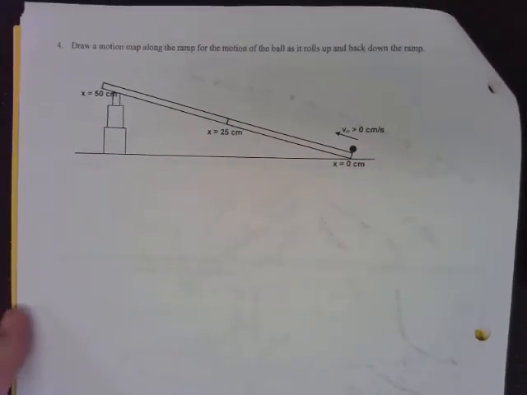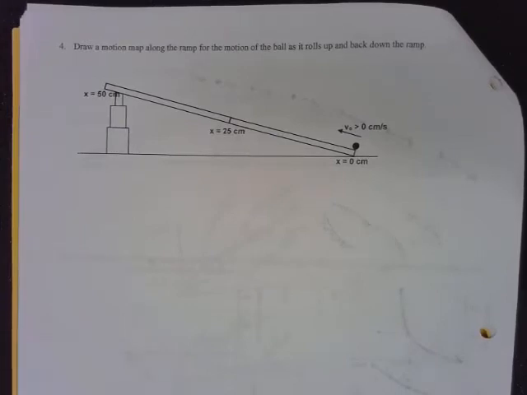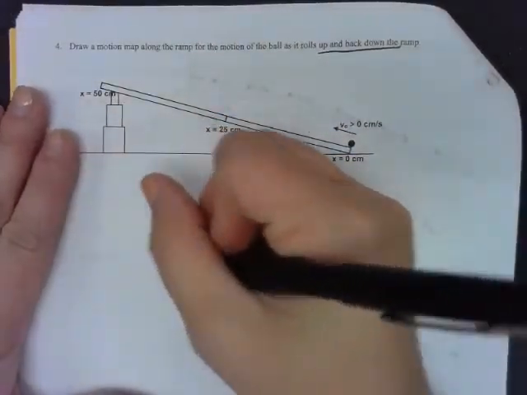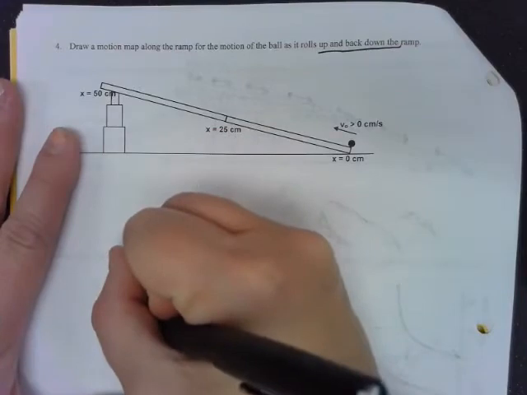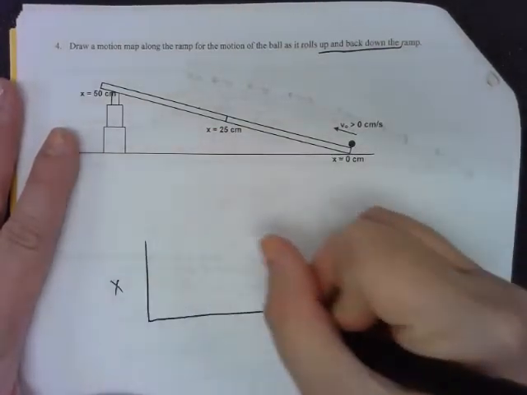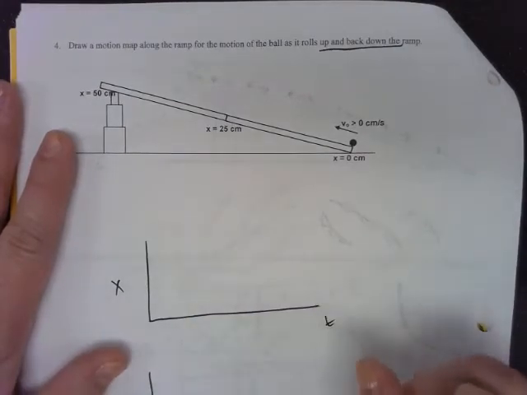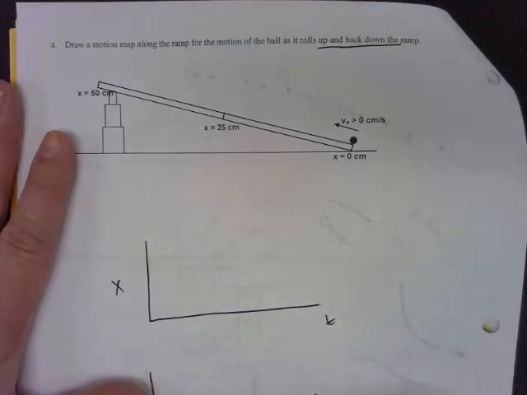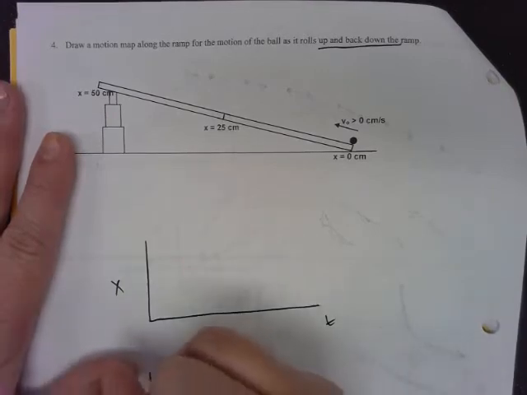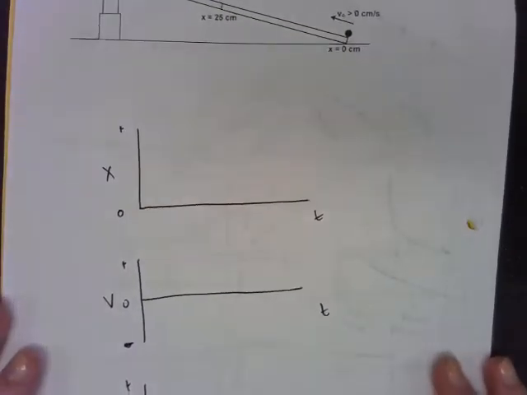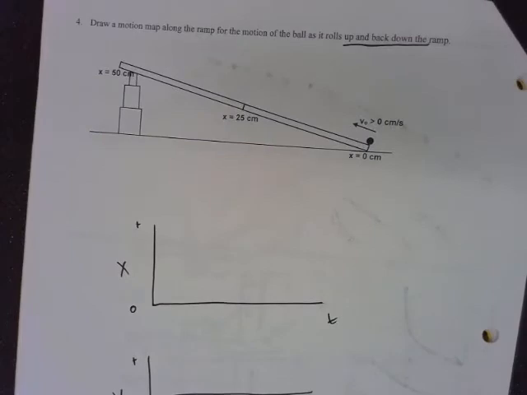Okay, so for the next one, we need to draw a motion map as it rolls up and back down. I'm going to give myself a graph that I can do here: position and time, velocity and time. Minus, 0, plus, 0, plus. Okay, so I made my stack of graphs there.